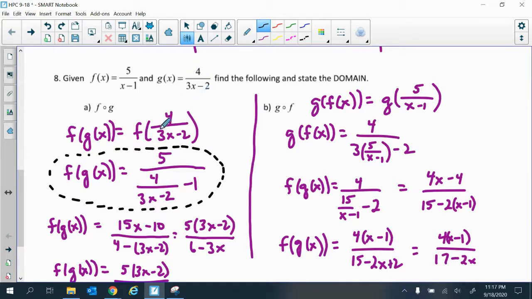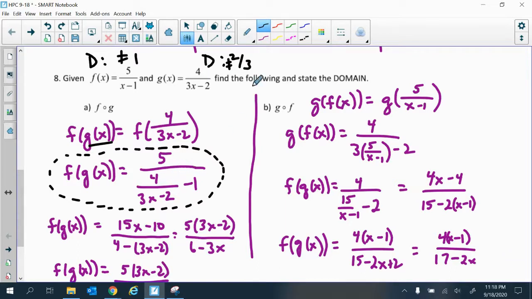If we analyze what's happening, the domain of f and the domain of g had restrictions at 1 and 2/3 originally. So if I look at what's happening, I definitely cannot have the original domain restriction of g because g is the first thing. So I can't have 2/3. But then I can't have the denominator equal to 0 either.